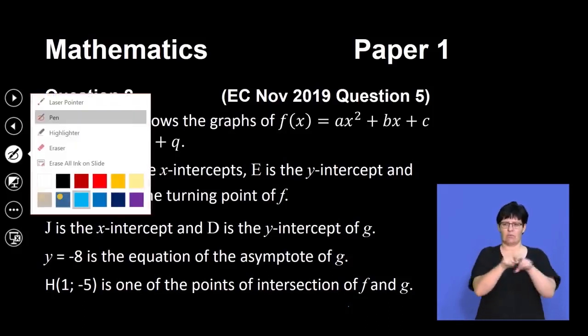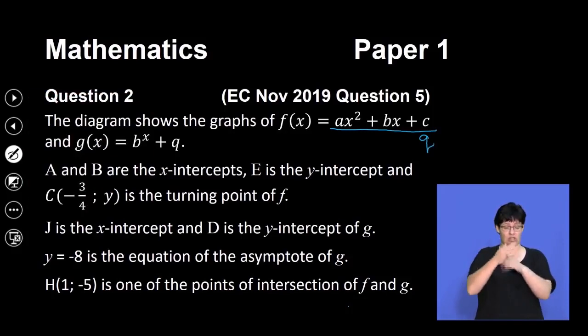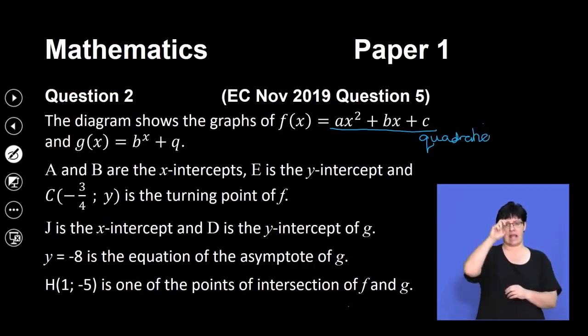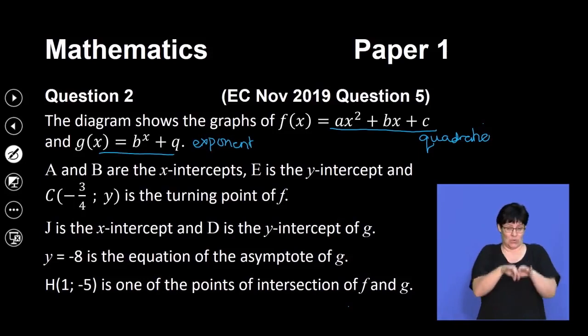So what we can see is that we have a quadratic function over here, and we have an exponential function over here with a lot of unknowns. So we don't know any of those values of a, b, c, or q.